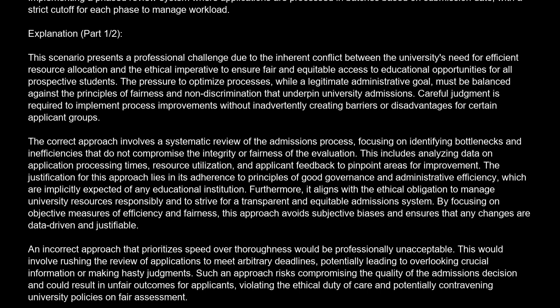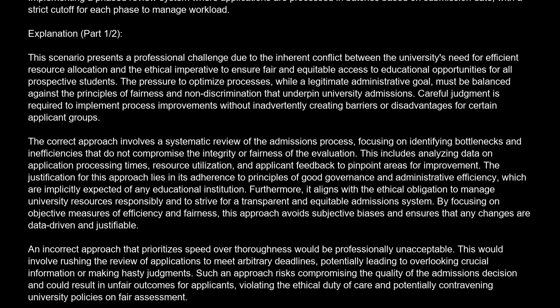The correct approach involves a systematic review of the admissions process, focusing on identifying bottlenecks and inefficiencies that do not compromise the integrity or fairness of the evaluation. This includes analyzing data on application processing times, resource utilization, and applicant feedback to pinpoint areas for improvement. The justification for this approach lies in its adherence to principles of good governance and administrative efficiency, which are implicitly expected of any educational institution.